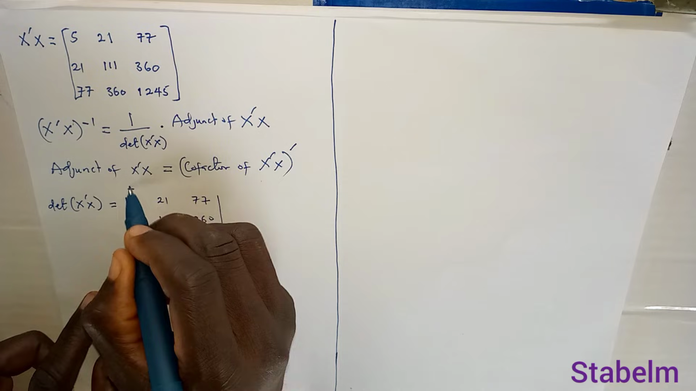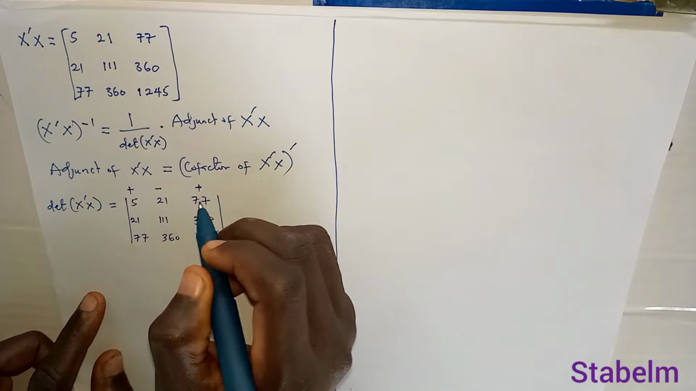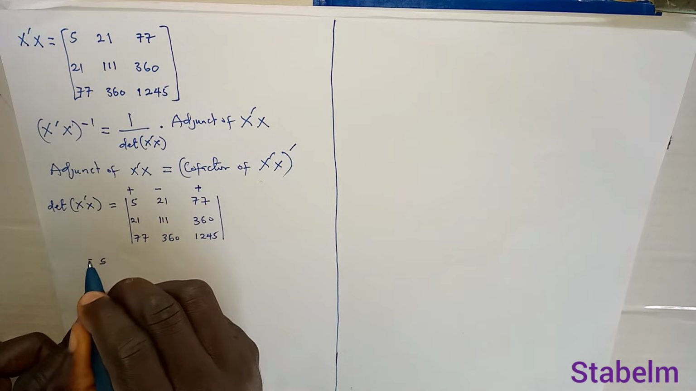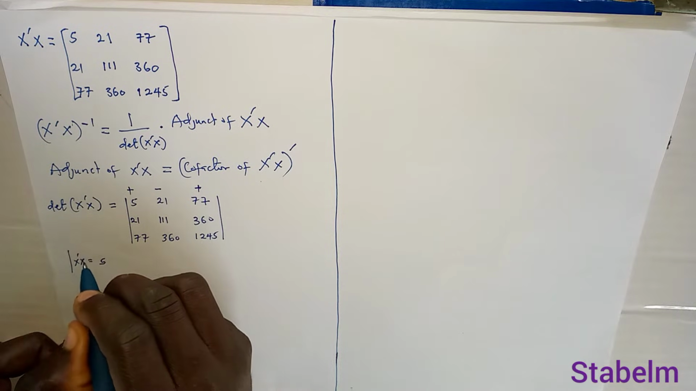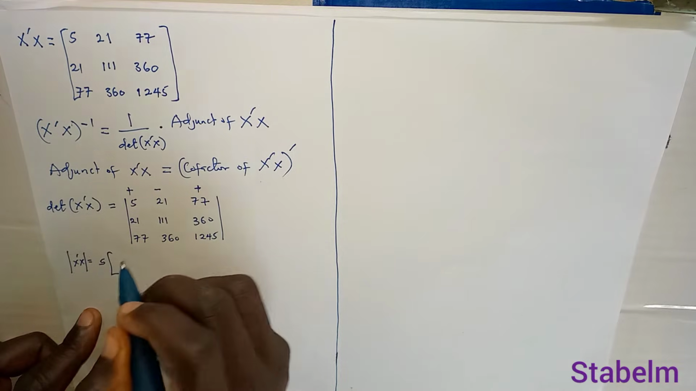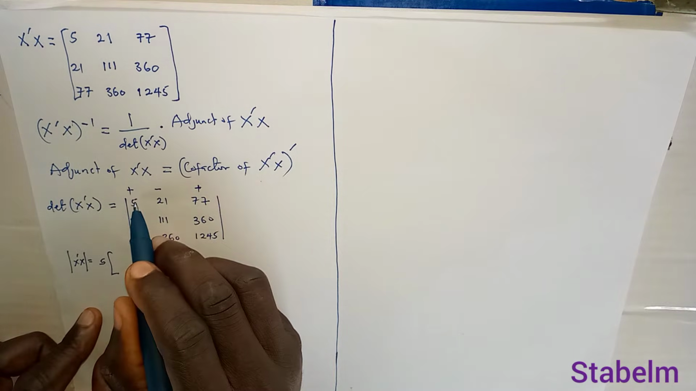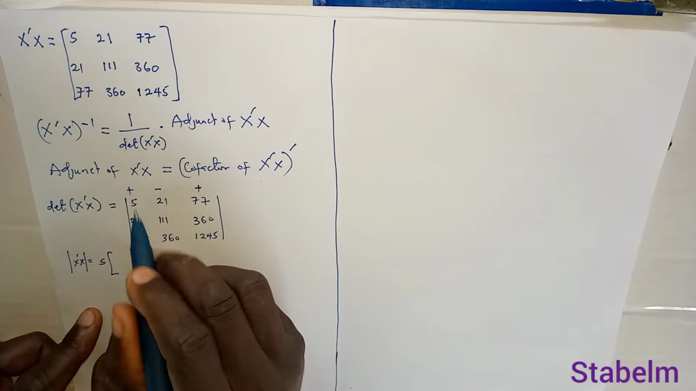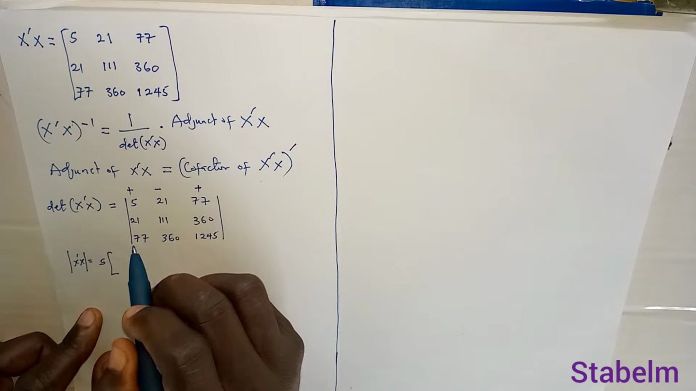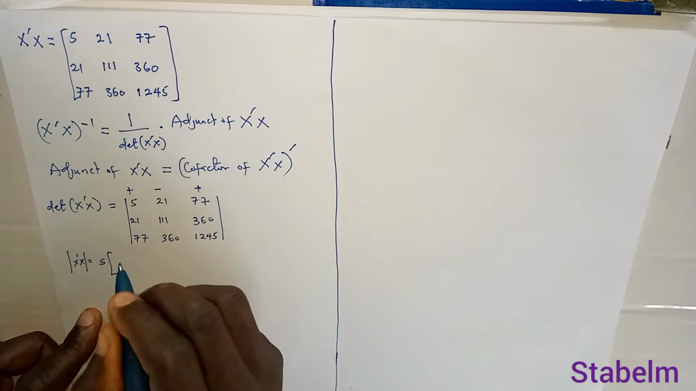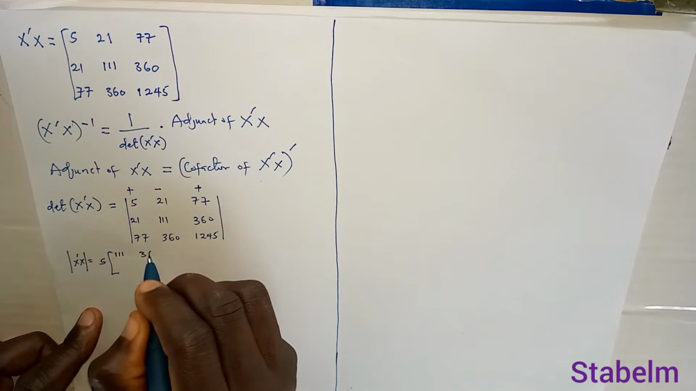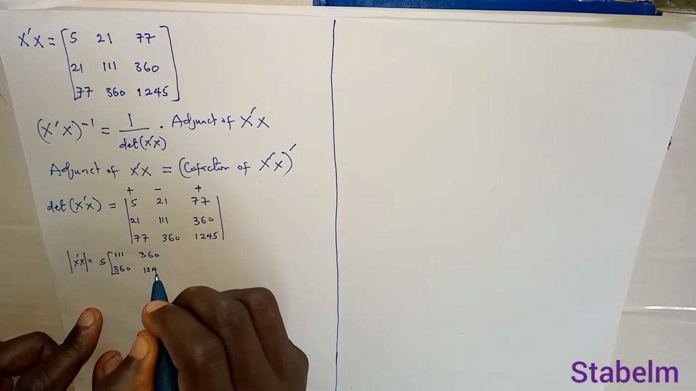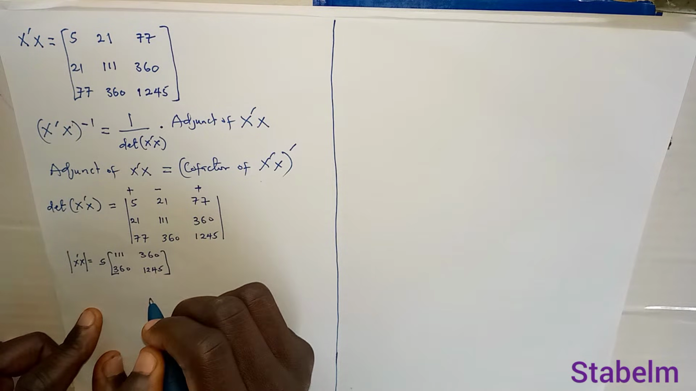So here we have plus, minus, plus. So what do we have here? Well, we'll pick 5. When you pick 5, all this row and this column will be neglected. By the time you ignore this row and this column, it will remain just this side: 111, 360, 360, 1245. So that's what we have there.